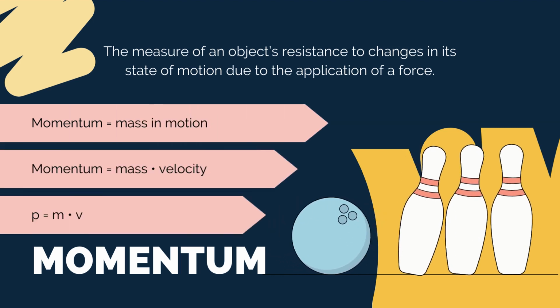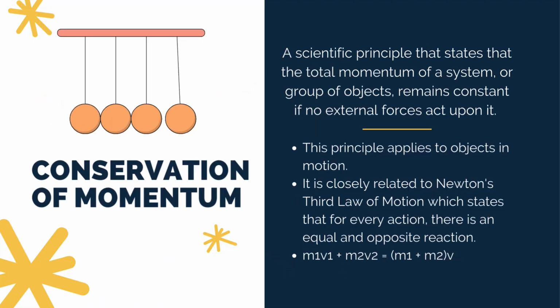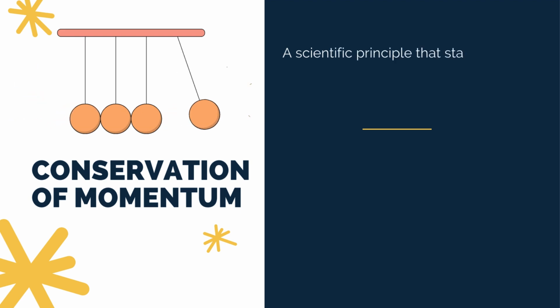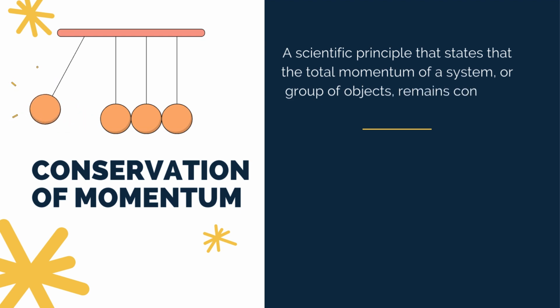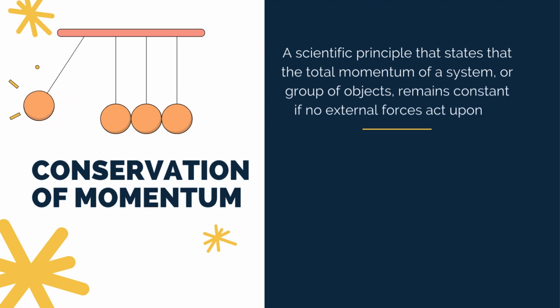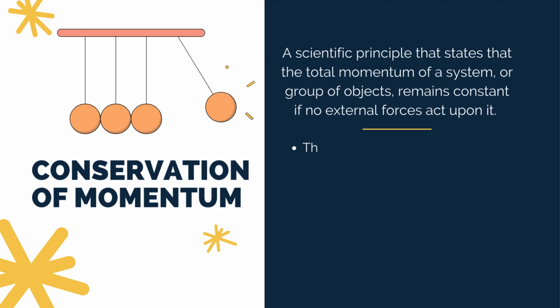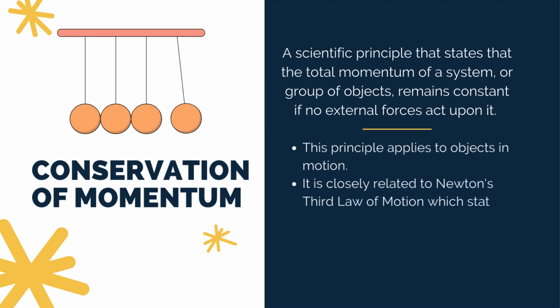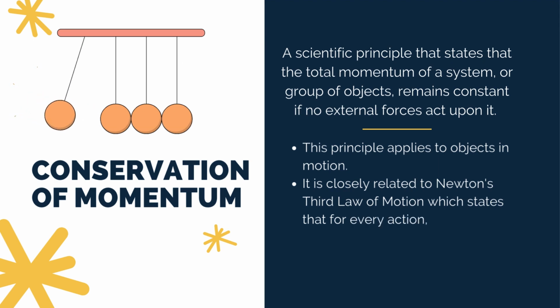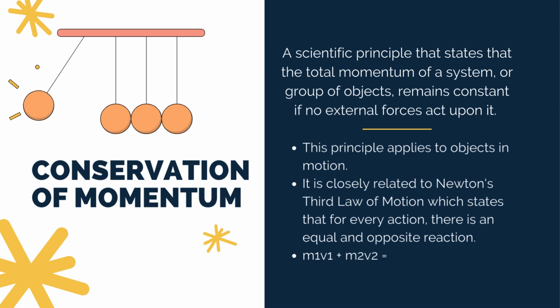Momentum. Conservation of momentum: a scientific principle that states that the total momentum of a system or group of objects remains constant if no external forces act upon it. This principle applies to objects in motion. It is closely related to Newton's third law of motion, which states that for every action, there is an equal and opposite reaction. m1v1 plus m2v2 equals (m1 plus m2)v.